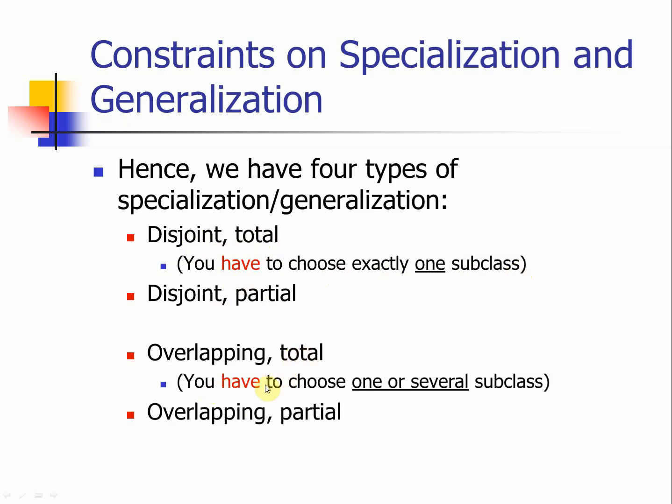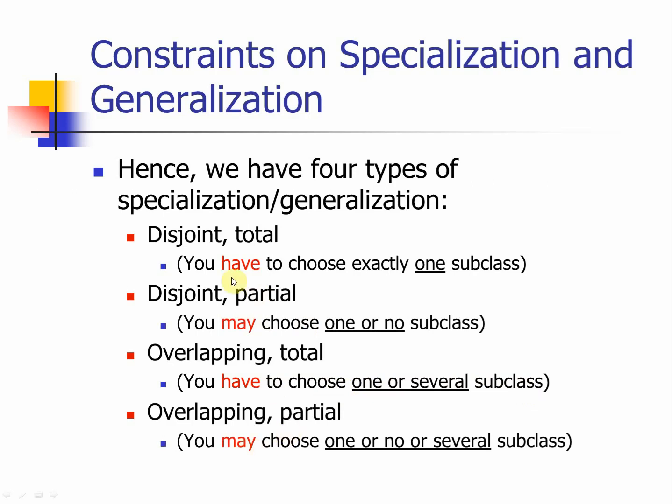If that is total, that means you have to choose, but if you put an overlap over there, that indicates you have to choose one or several subclasses. On the other side, if they are partial, that means you have the choice not to choose. So if that is partial and disjoint, that means you can choose 0 or 1 subclass. If the choices are partial and overlapping, that indicates you may choose one, none, or several subclasses. So I hope this slide can summarize what we have discussed about the constraints that we have seen.